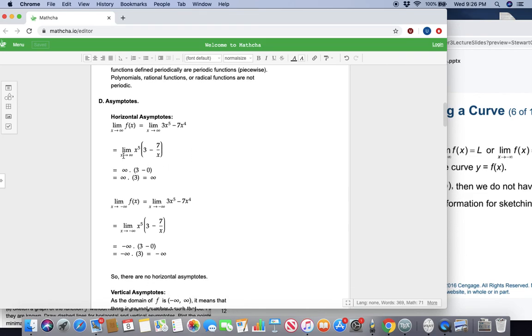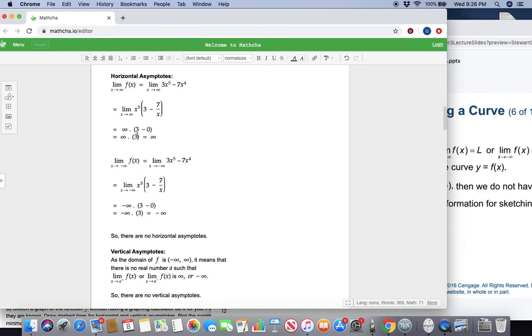Now when I let limit x approach infinity, this x to the power 5 goes to positive infinity. 3 is unaffected. 7 over x goes to 0 because x is approaching infinity. So in other words, I'm going to get 3 times infinity, which is an infinity. It is not a number. So this does not give me a horizontal asymptote.